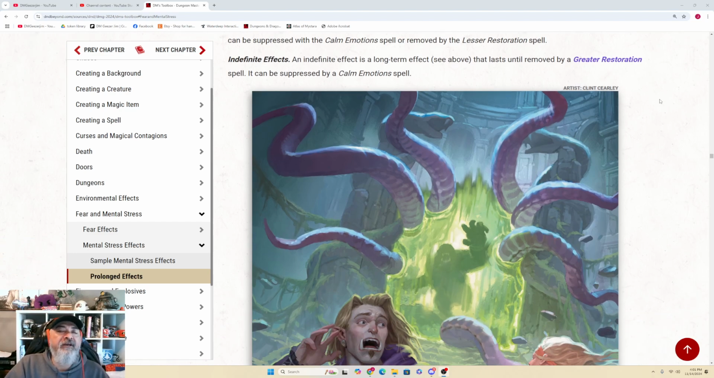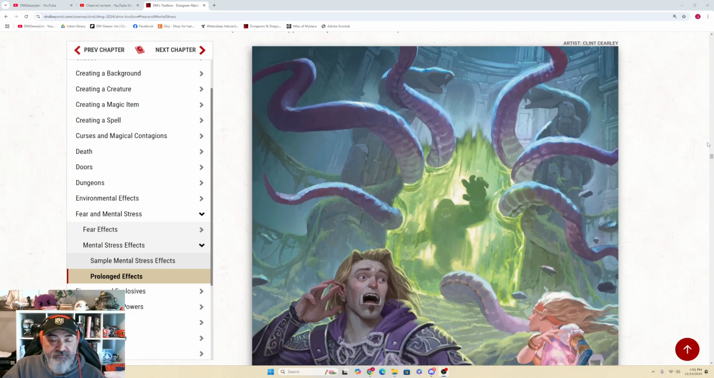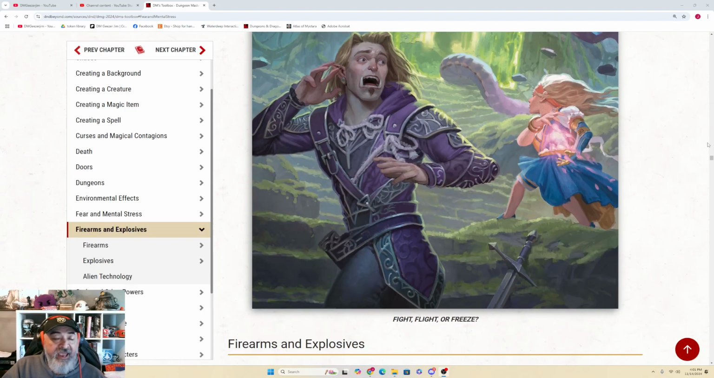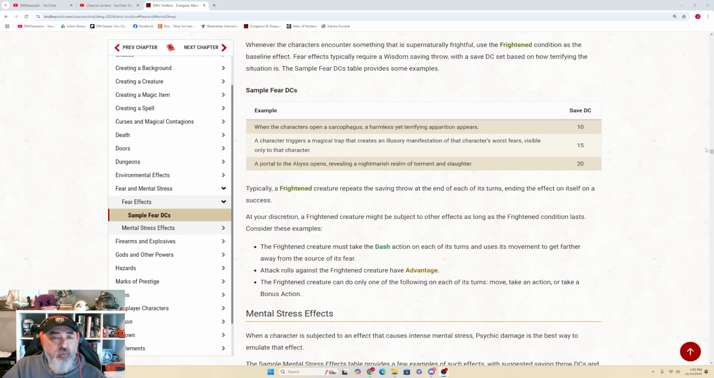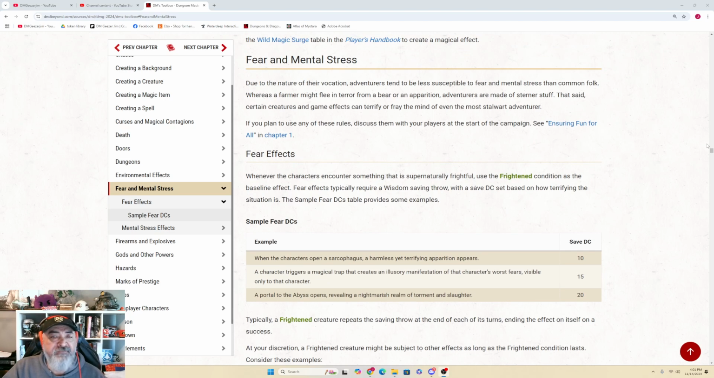Indefinite effect: an indefinite effect is a long-term effect, see above, that lasts until removed by a Greater Restoration spell. It can be suppressed by Calm Emotion. And that's kind of where the section leaves off. So, this is a quick summary of fear and mental stress examples.